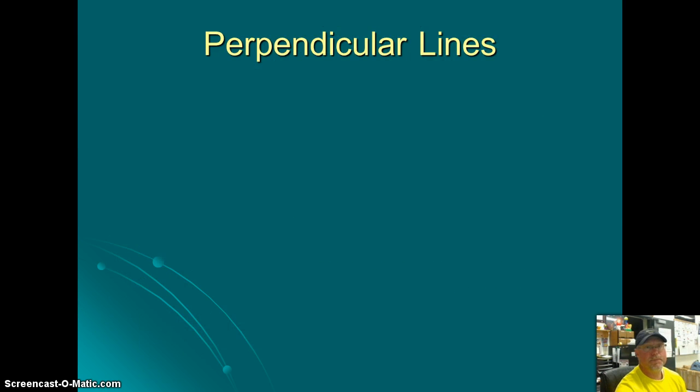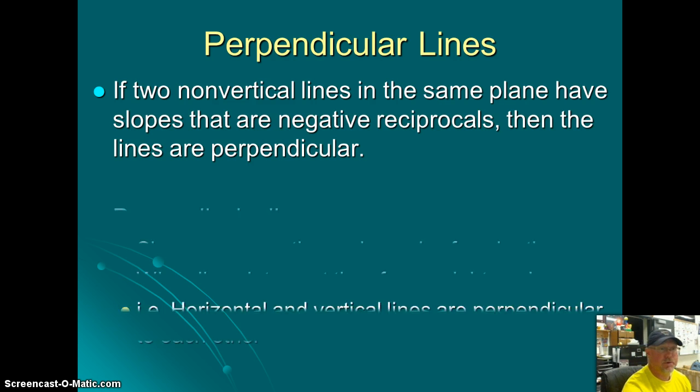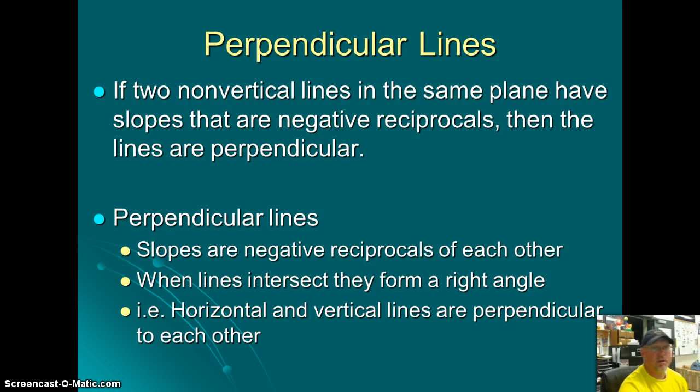Okay. So let's go into perpendicular lines. Perpendicular lines are lines that have negative reciprocal slopes, and they are in the same plane. The slopes are negative reciprocals. So when you're looking at perpendicular lines, the big thing here again is negative reciprocals. When they intersect, they have to form a right angle.